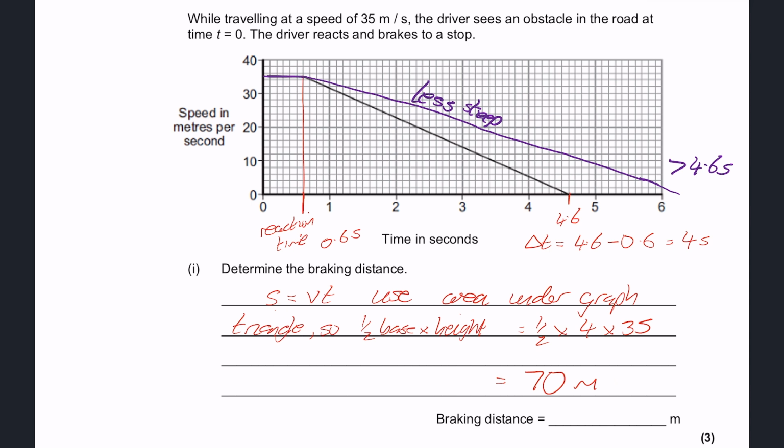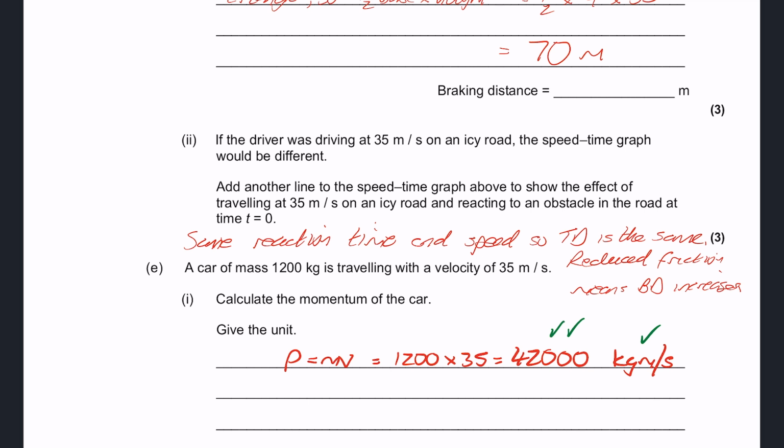Now, we can't just put these numbers in as 35 multiplied by the time, because that velocity is changing all the time, which is why we need to use the area under the graph. Okay, on to part 2. If the driver was driving at 35 metres per second on an icy road, the speed time graph would be different. Add another line to the speed time graph above to show the effect of travelling at 35 metres per second on an icy road and reacting to an obstacle in the road at time equals t.